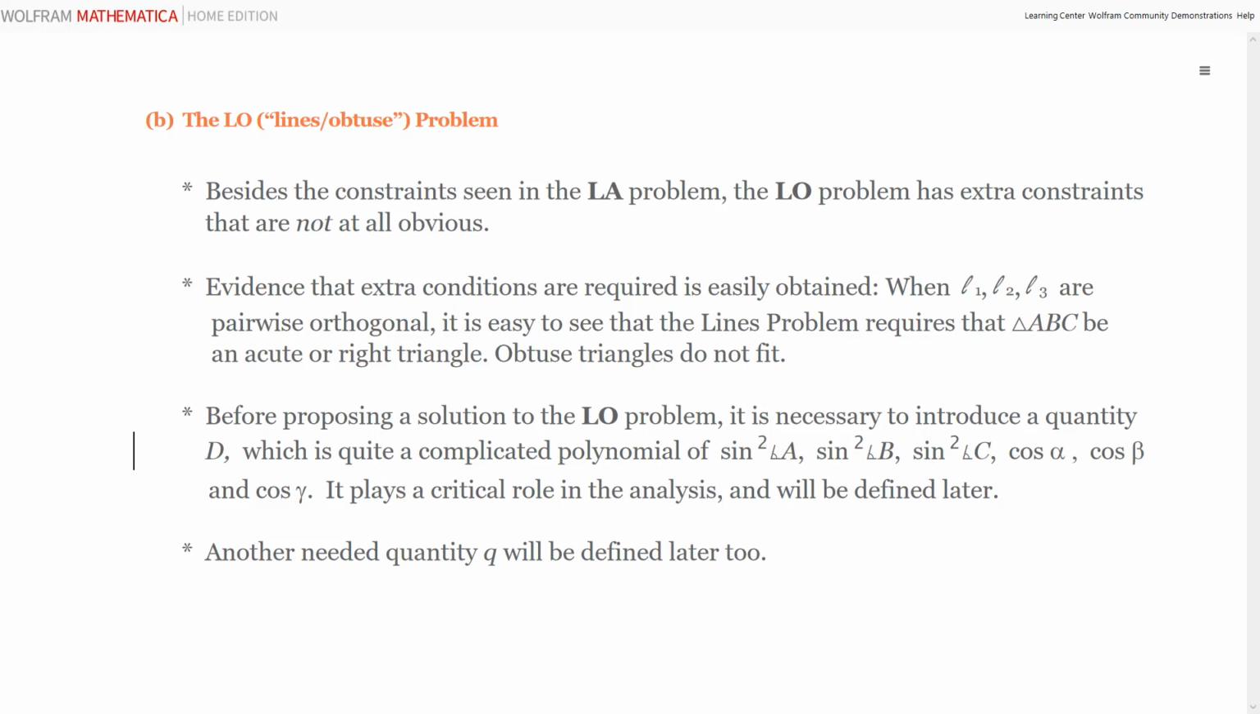Okay. I'm going to argue that any solution to the LO problem must involve a quantity that I call D, all right? It's quite a complicated polynomial. In its raw form, it's a very complicated polynomial in these quantities here. A little later, I'll explain where it comes from and the fact that it's actually been around for quite a long time in the context of the P3P problem, okay? There's another quantity that we're going to need called Q, and I'll define it later.